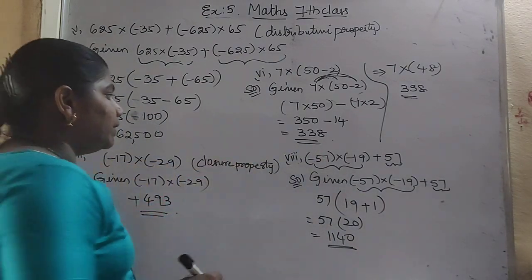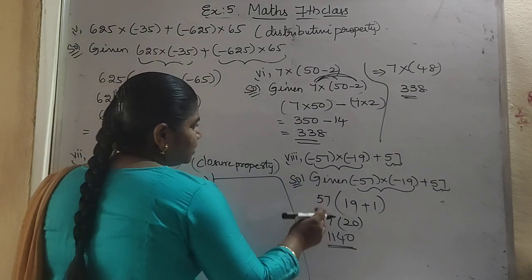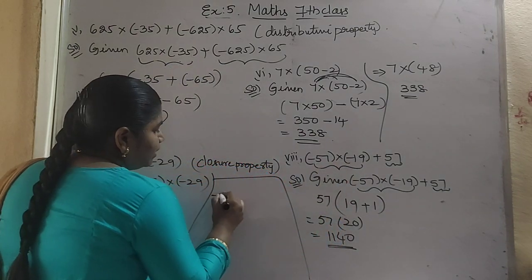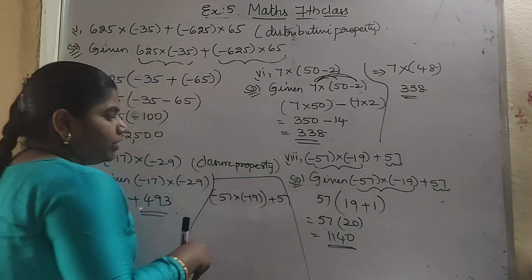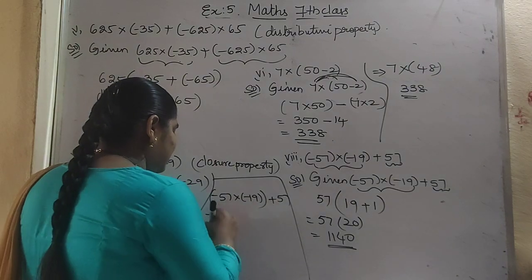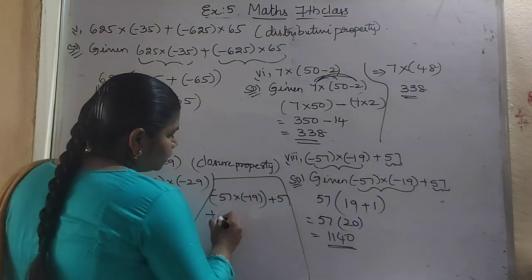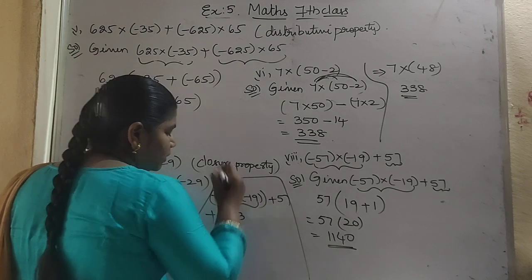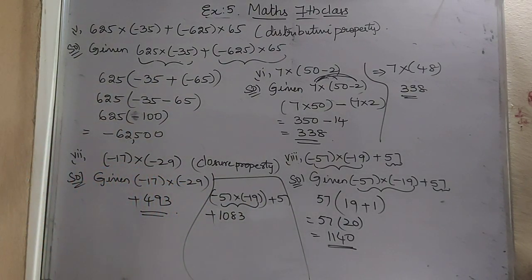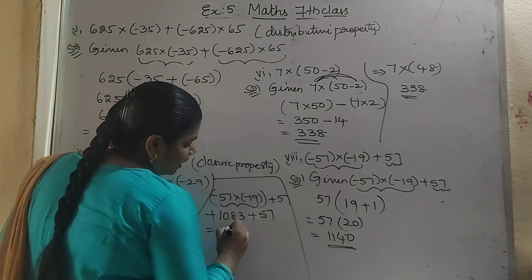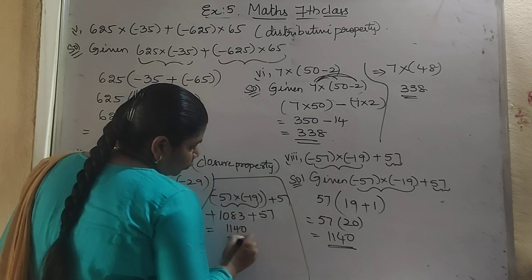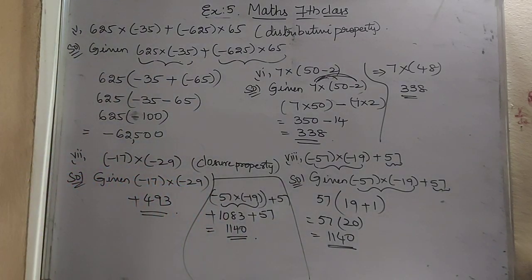Now you can do it by the simple method also. So what is that method? Just multiply these two terms, that is minus 57 into minus 19. We have to multiply first, then add 57. So minus into minus will be plus. 57 into 19 will be equal to 1083. So multiply these two, the result will be 1083. Now you have to add this 57. So plus 57 will be equal to how much? 1140. So in this method also you can do the problem. Okay, so with this, exercise 5 is completed.